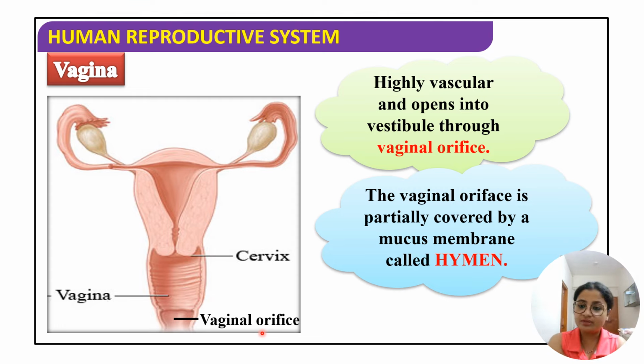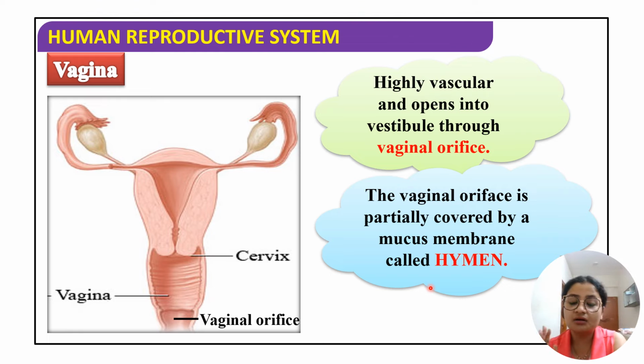Okay, so it's a highly vascular structure and it opens into the vestibule through the vaginal orifice. Again, highly vascular means the blood supply will be very high. The vaginal orifice is partially covered by a mucous membrane called hymen. Okay, and this hymen is not necessarily present in each and every woman or lady. It can be partially formed, or in some cases it can be absent also right since birth. Okay, because regarding this hymen, there are many misconceptions regarding the virginity of a female.